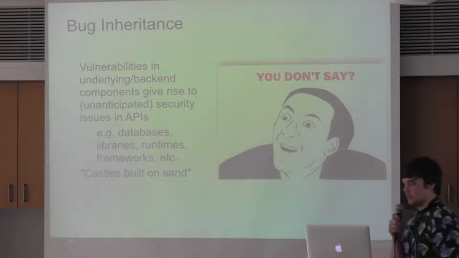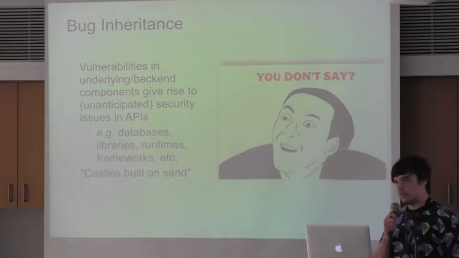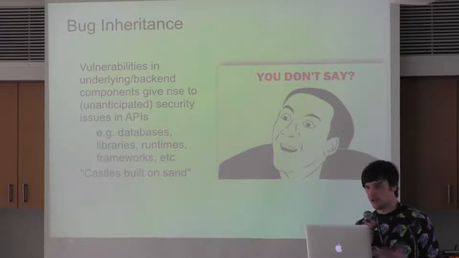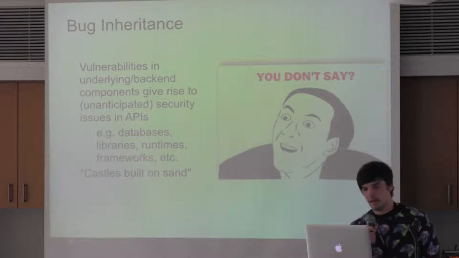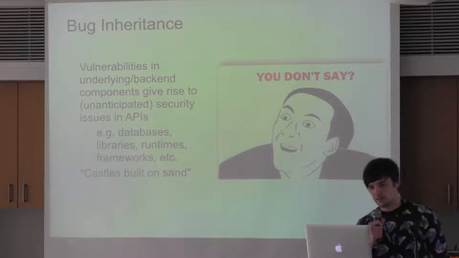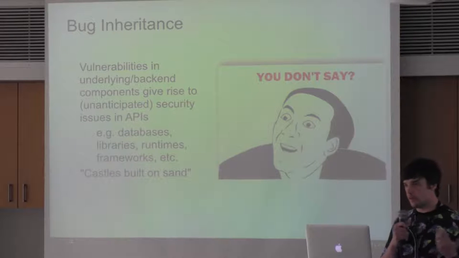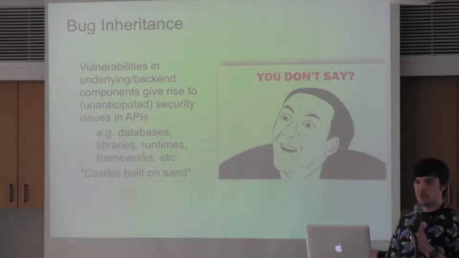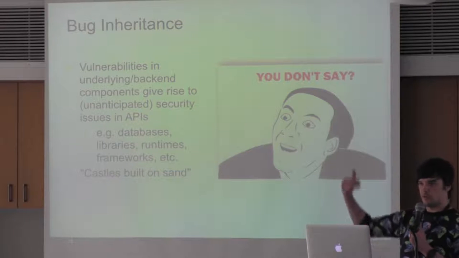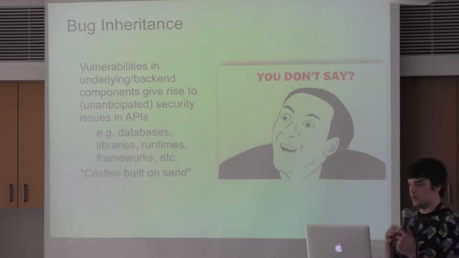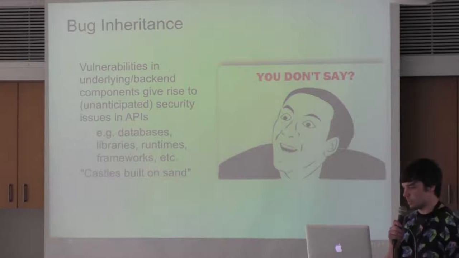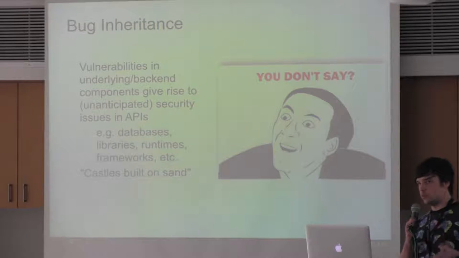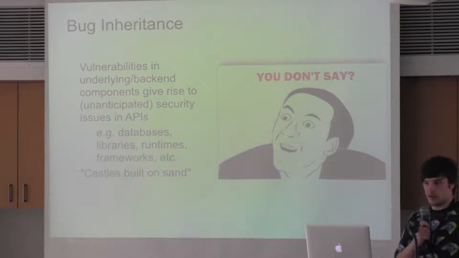This is kind of obvious, but bug inheritance, and people probably have different terms for this, shared attack surface, things like that. This is really, really super obvious, but underlying or backend components, libraries, think of all the numerous OpenSSL issues that have cropped up and how those have bubbled up through other services and applications. So basically anything that you're building on, if it sucks, then your app and API suck.